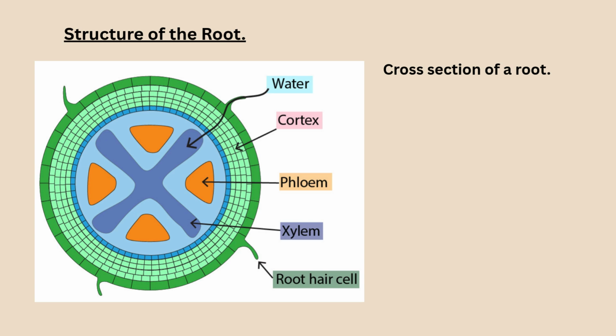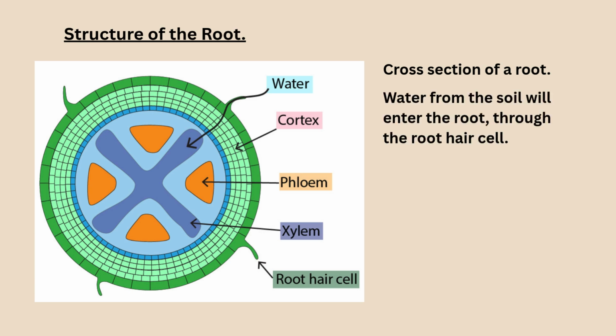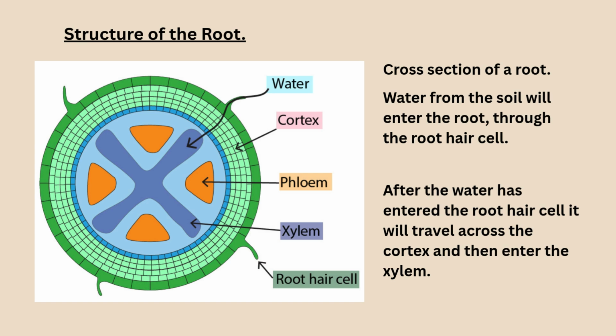It's a bit like if you have a carrot and you chop the top off the carrot and you look directly down onto it. Water from the soil will enter the root through the root hair cell. After the water has entered the root hair cell, it will travel across the cortex and then enter the xylem.